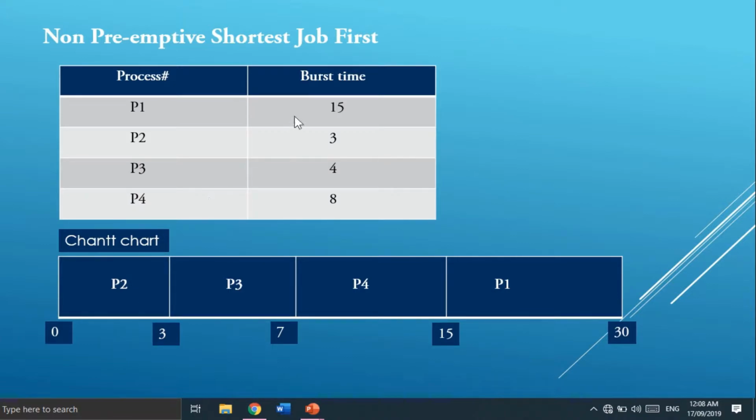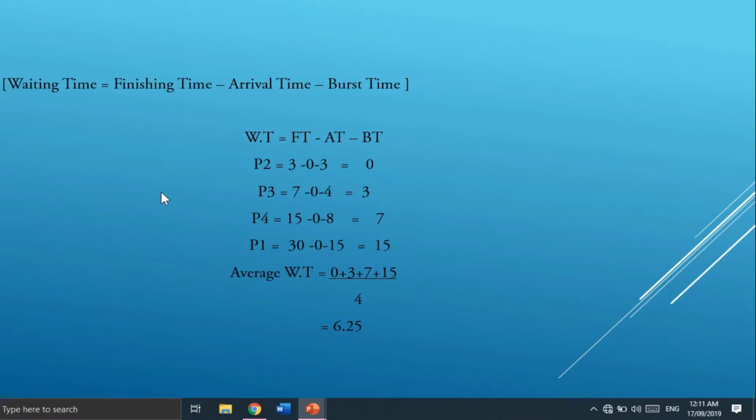P2 is our shortest process. It only has a burst time of 3, followed by P3, which has a burst time of 4, and P4 has 8, followed by P1, which has the highest burst time. So, the average waiting time calculation for shortest job first is just the same as for first come first served scheduling, but the difference is we consider the shortest process executed first.